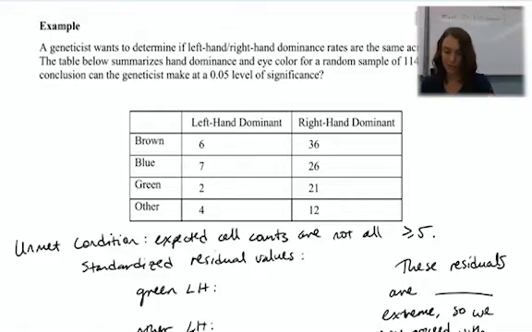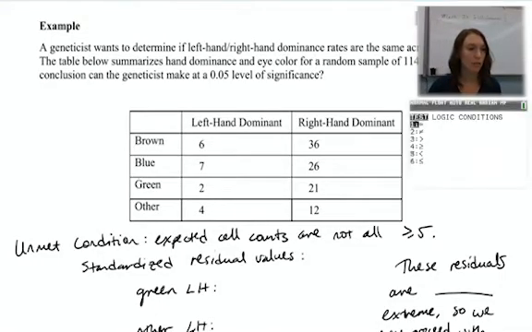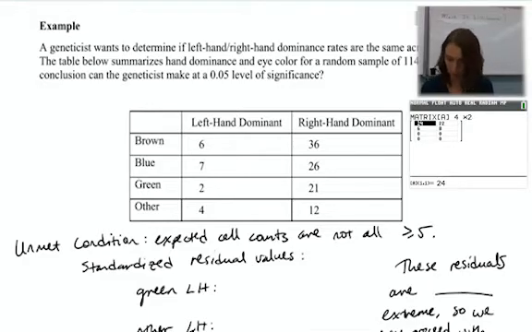Okay, I didn't preload this yet, so it's going to take me a second. I need to go to the matrix. I'm going to go over to edit, and go back up to the first one. I'm going to change the size because now we have 4 by 2. Okay, and then I have 6 and 36, 7, 26, 2, 21, 4, and 12.